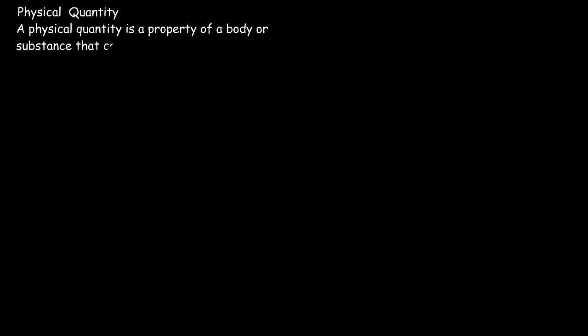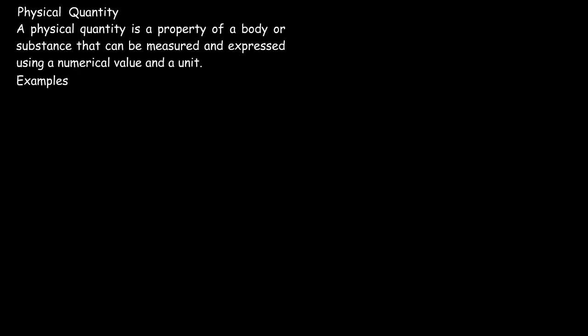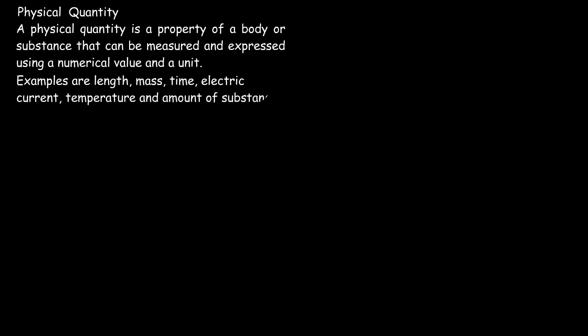Today we will be discussing quantities, units and dimensions. Physical quantity. A physical quantity is a property of a body or substance that can be measured and expressed using a numerical value and a unit. Examples are length, mass, time, electric current, temperature and amount of substance.